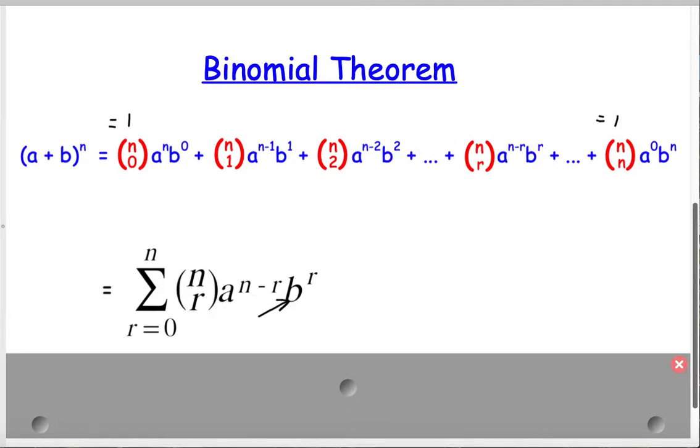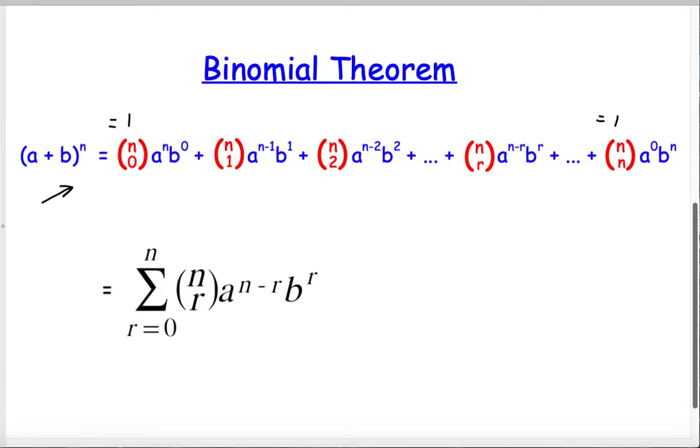And then the pattern with our variables, well, we'll start with a to the n minus 0 power, so that's a to the nth power, b to the 0 power, and then as r goes up, the powers of a are decreasing and the powers of b are increasing. So a is going n, n minus 1, n minus 2, all the way down to 0, and b is starting at 0 and going up 1, 2, 3, etc., all the way to n. And so this sigma notation is just a shorthand way of writing the binomial theorem. All right, so let's try and use that and go back and solve that opener.